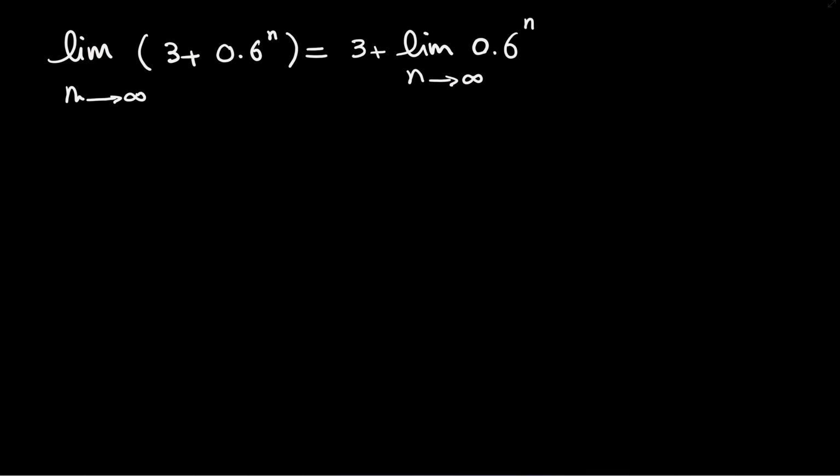You remember that there was a rule: the limit of a to power n when n approaches infinity is 0 if the absolute value of a is less than 1. 0.6 is between -1 and +1, and so the limit when n approaches infinity is 0 because 0.6 to power n is decreasing and approaches 0. So it's 3 plus 0, which is 3.